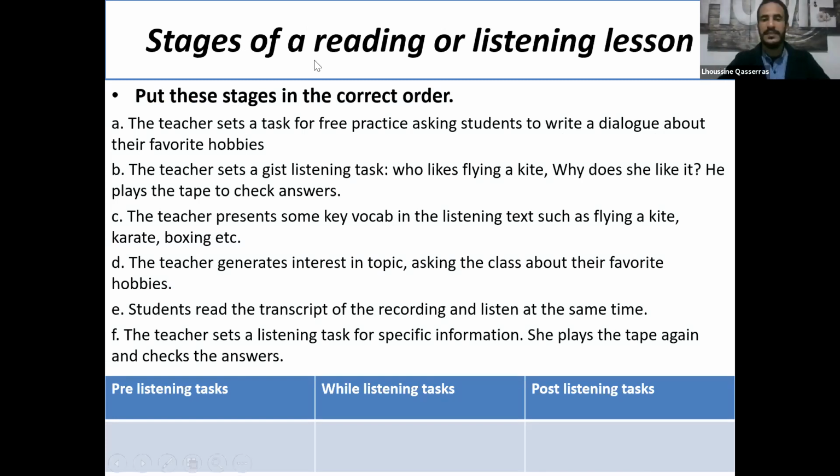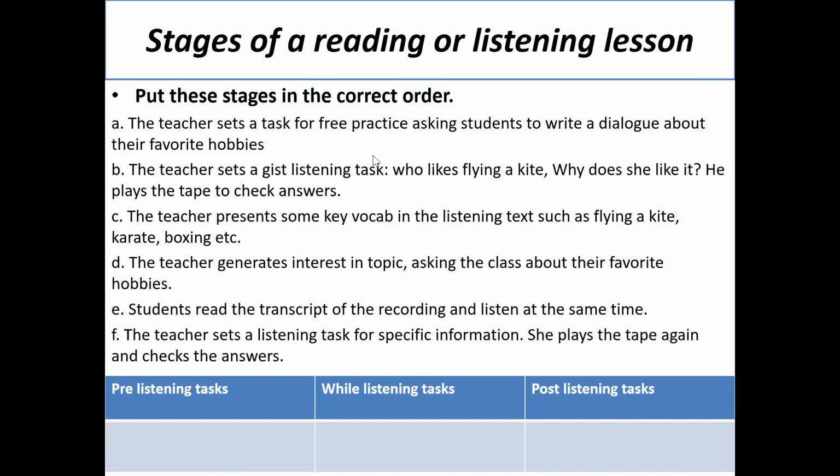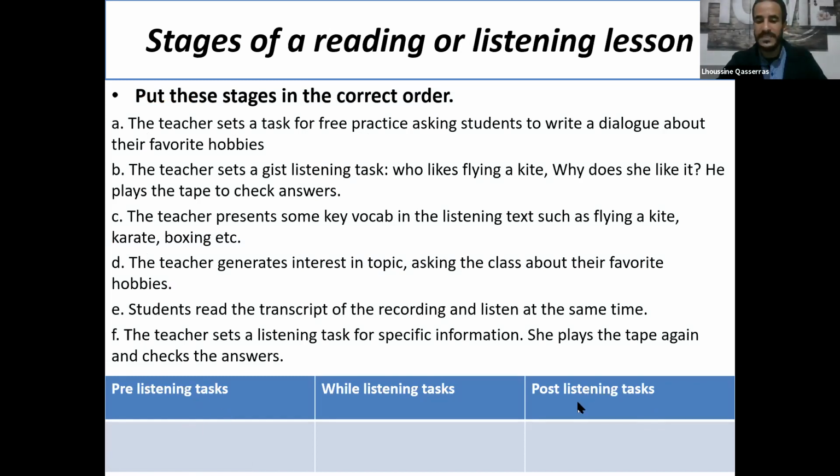So look here, these are the stages. Put these stages in the correct order. A, B, C, D, E, and F. So we have pre-listening tasks, while listening tasks, and post-listening tasks. Is it clear? Yes, it is clear. Good. So I would like to give you 5 minutes. Put them into the correct stage. You can just write A, B, etc.